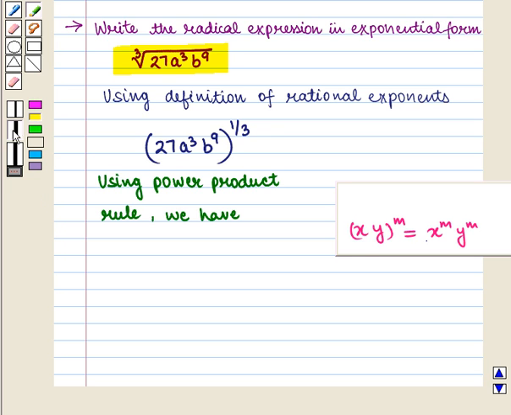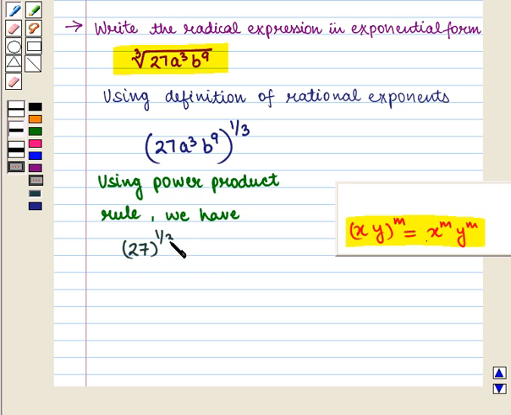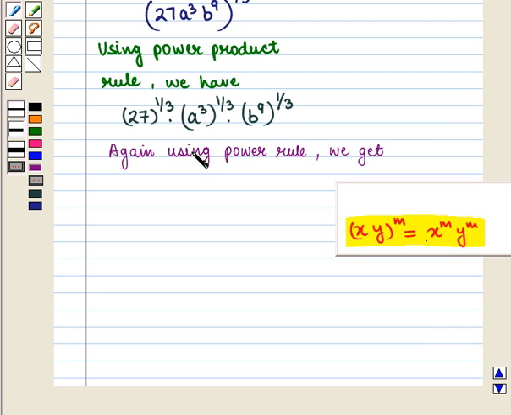Now using the power product rule, we have 27 raised to power 1 by 3 into a cube whole raised to power 1 by 3 into b raised to power 9 whole raised to power 1 by 3. Now here, again using power rule, we get, now here 27 can be written as 3 raised to power 3 whole raised to power 1 by 3 into a raised to power 3 into 1 by 3, that is 1, into b raised to power 9 into 1 by 3, that is 3.